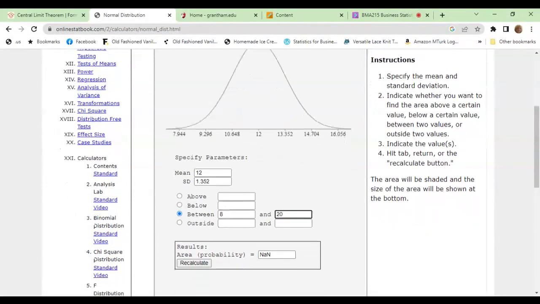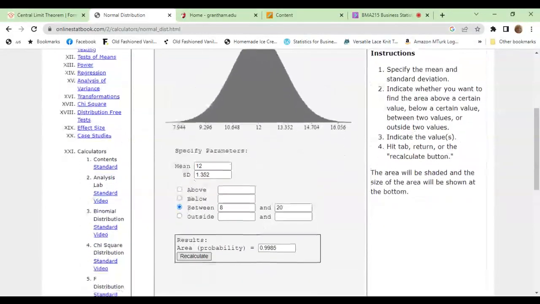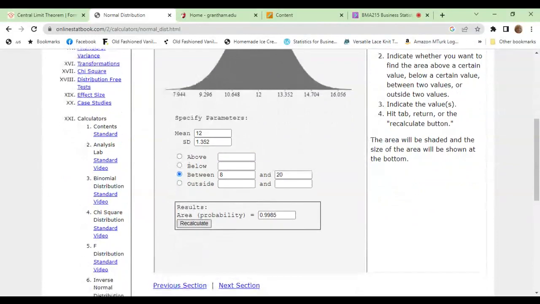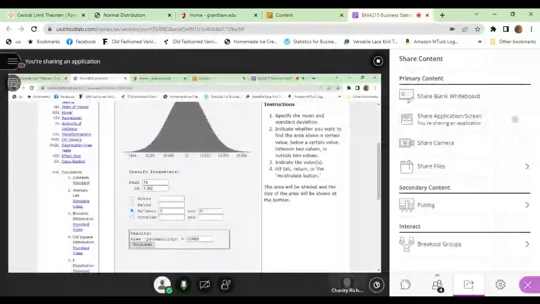What's the probability our sample mean is between those two values? So we look at the picture, and it's almost certain. It's 99.85%, 0.9985. So again, you plug in the mean, whatever they give you for the mean, it's the same, but the standard deviation, you divide by the square root of n. So that's going to be different, but everything else is the same. So we want the sample mean to be between 8 and 20 in our problem, and we get 0.9985.